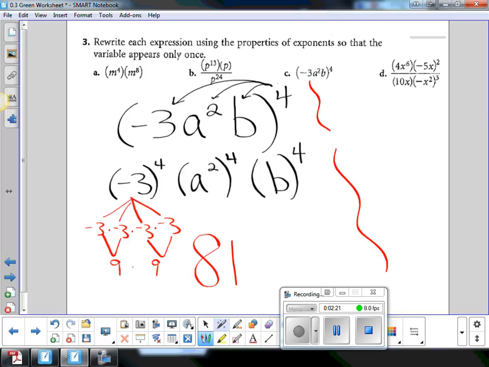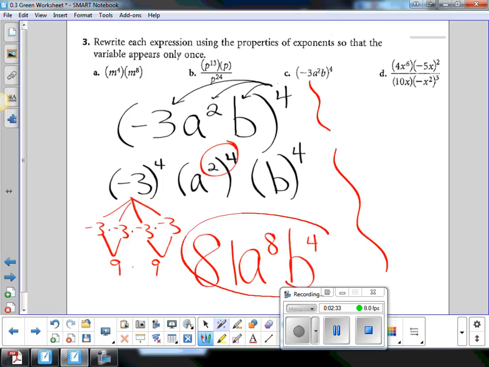In the middle, a squared to the fourth, you multiply exponents, so you get a to the 8th. And then finally on the end, we just have b to the fourth. There's nothing really else to do with it. And that's the answer.